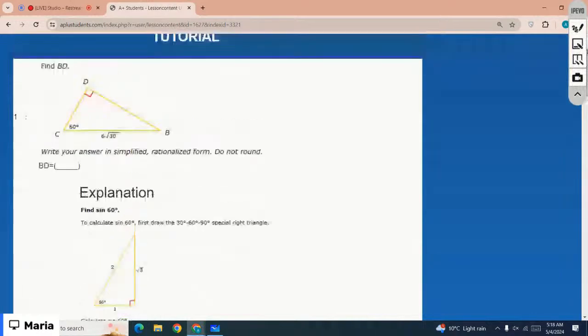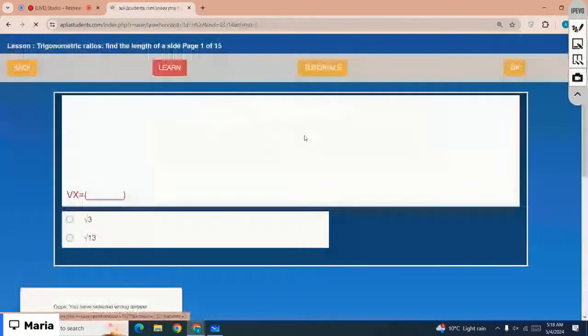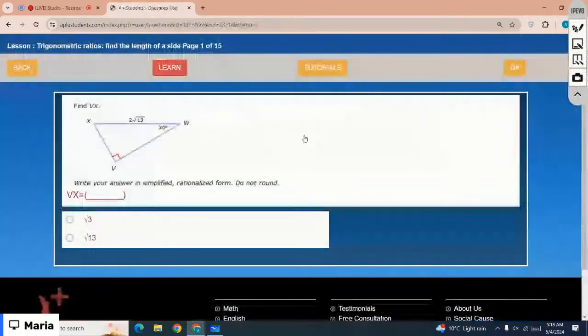Okay, let's just start with the test questions. Okay, find Vx. Write your answer in simplified rationalized form, do not round. Vx you need to calculate, right? Okay, let's see.